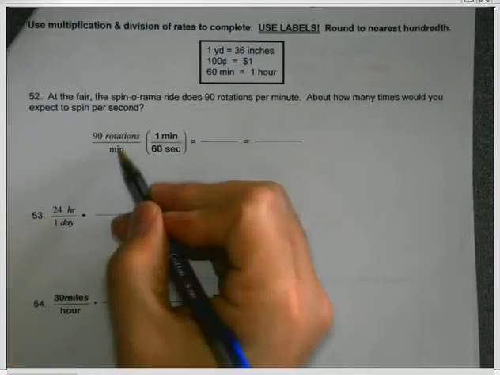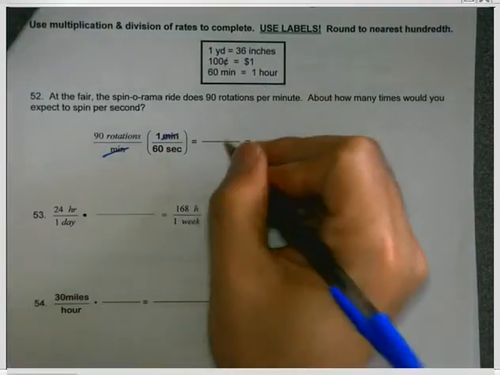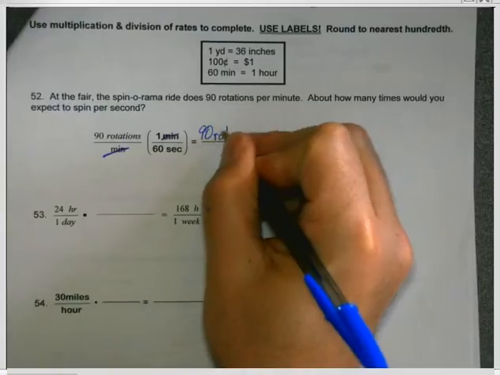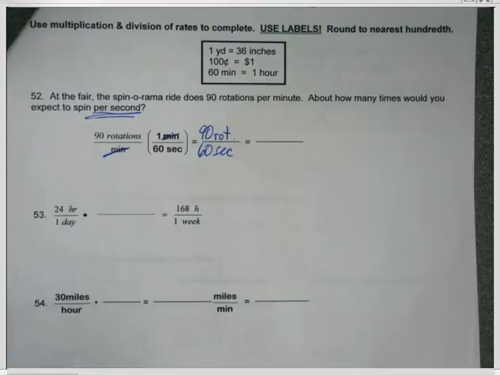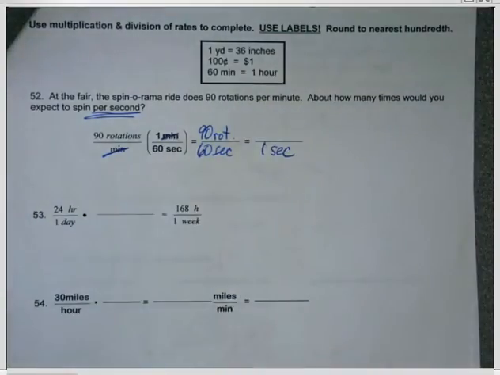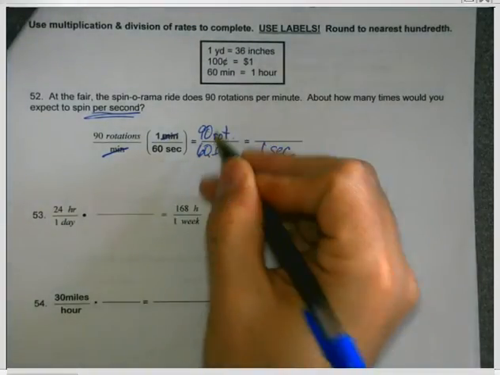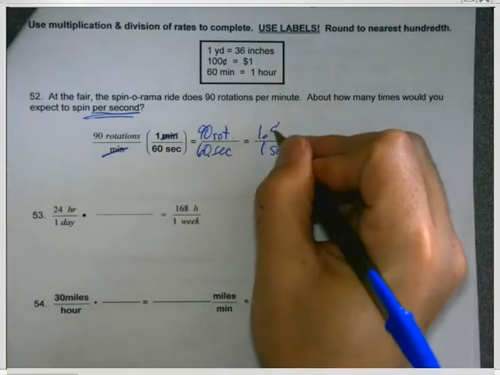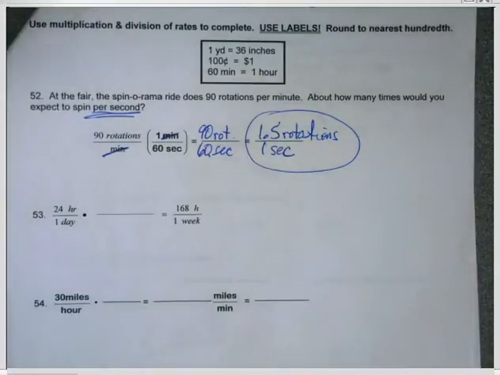So let's see. Cross out the minutes. Okay. So if I multiply across, what do I end up with? So it looks like I have 90 rotations over 60 seconds. But the question is, how many am I doing per 1 second? How'd you get that? Perfect. 90 divided by 60, if I do that in the calculator, is 1.5. So I'll do 1.5 rotations in 1 second. And that's what I'm attempting to do.